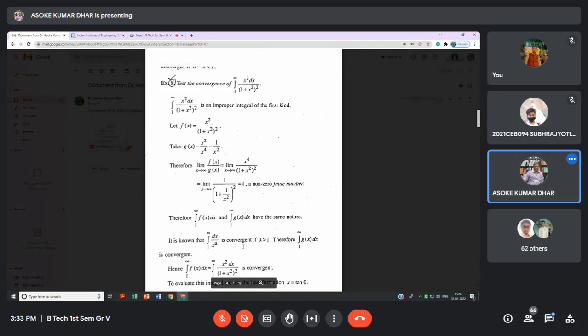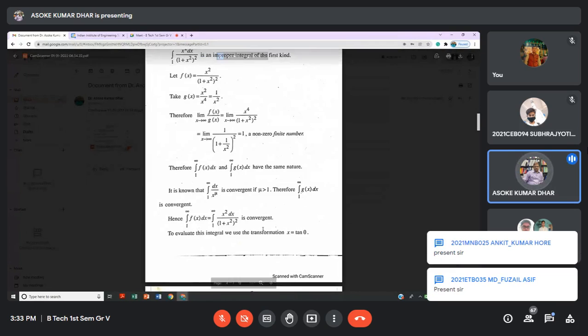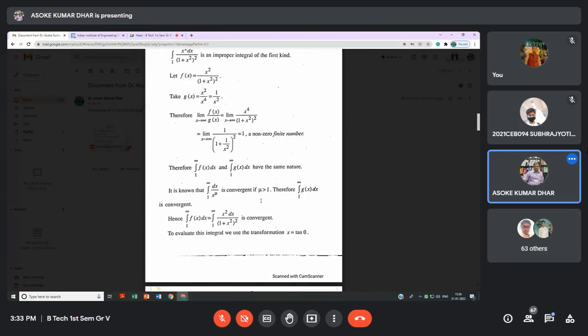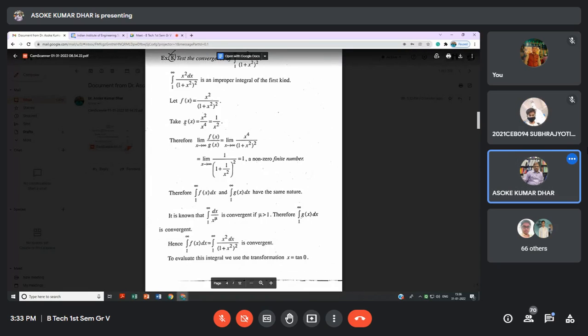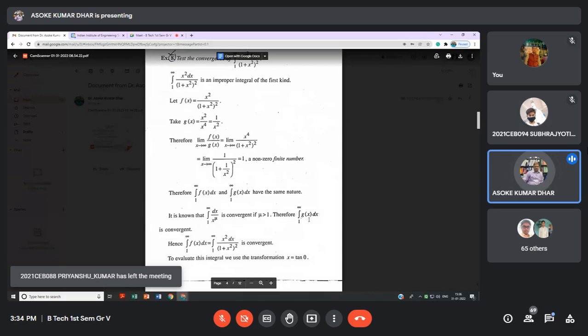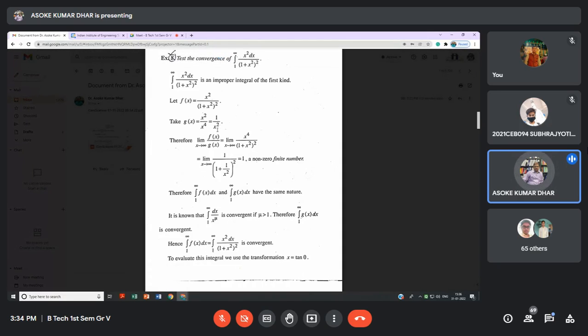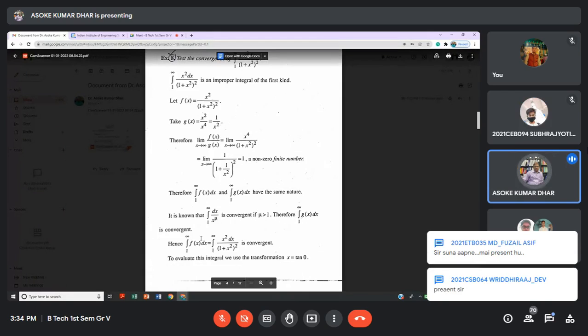Hence the integral from 1 to infinity of this is convergent for mu greater than 1. Remember that here mu is for g(x). This is convergent for mu greater than 1. So this is convergent. Now, in the case of g(x), 1 by x squared, mu is equal to 2, which is greater than 1. So the integral converges.